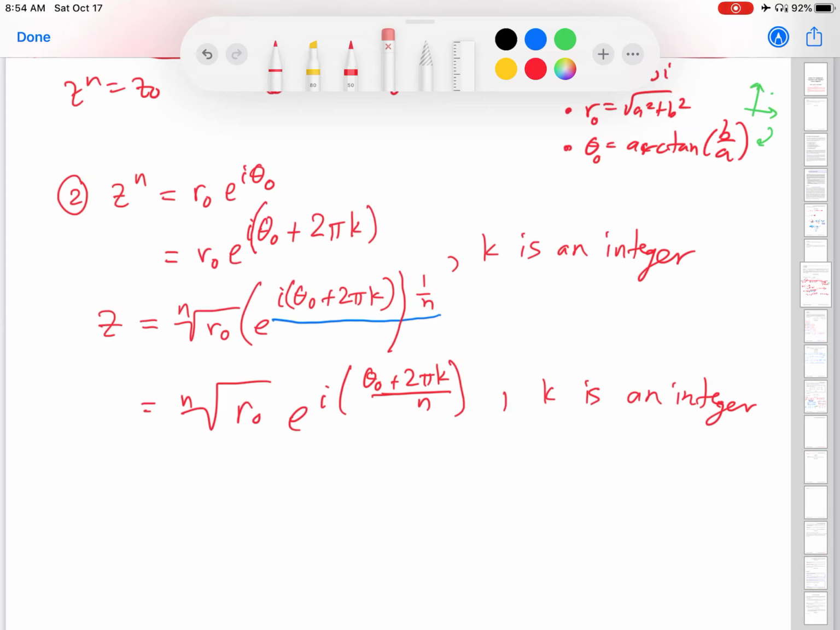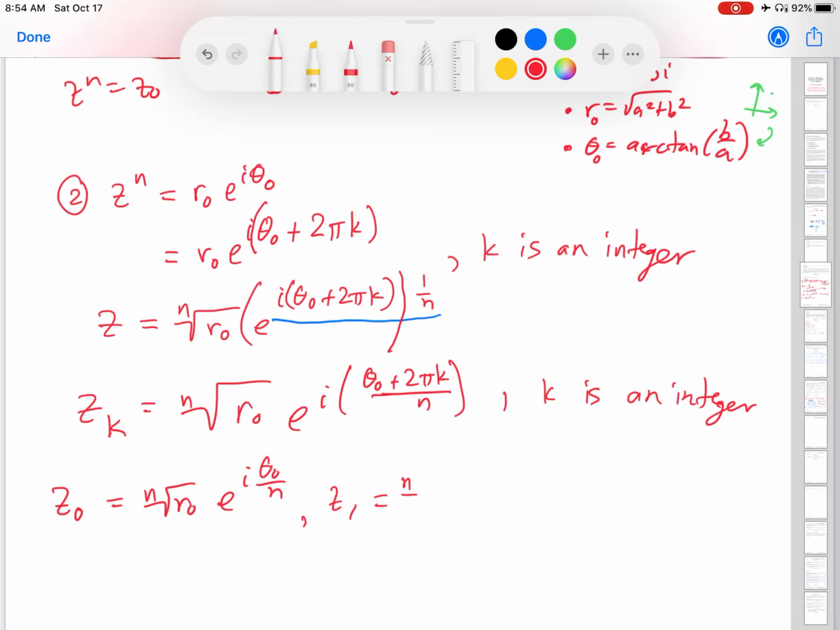So let me start writing out some of these solutions. I'm going to denote them as z sub k, because you give me a k value, that's an integer, and this formula pops out a z value. So what I'm going to do then is start writing out some of these z values. Let me start with 0. k is an integer, so 0 is an integer. z sub 0 is the nth root of r sub 0 times e to the i, okay, if k is 0, then I just have theta 0 over n.